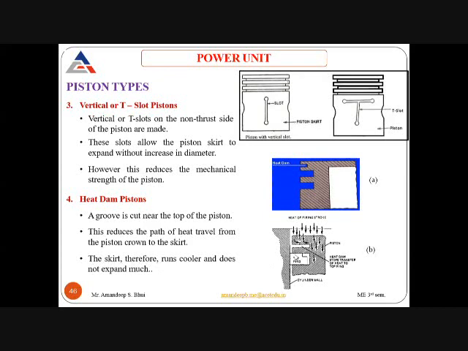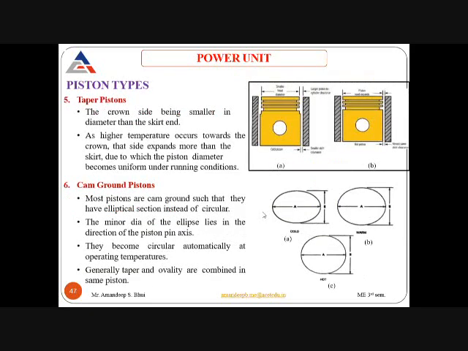Now this heat does not go directly into the skirt side. It moves inwards towards the core of the piston. So the piston skirt does not overheat, and the expansion of the piston skirt can be avoided. This groove is provided and acts as a heat dam. So the heat does not go directly towards the skirt side; it is diverted in between by the dam. So this is your heat dam type of piston.